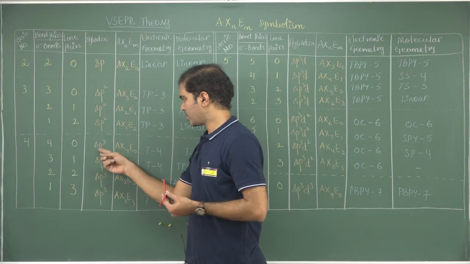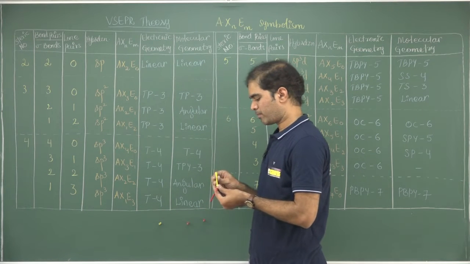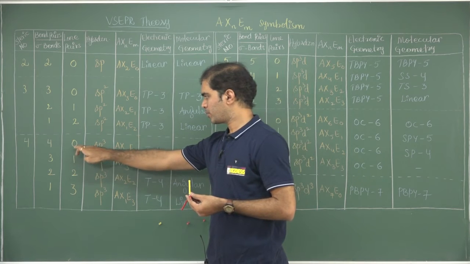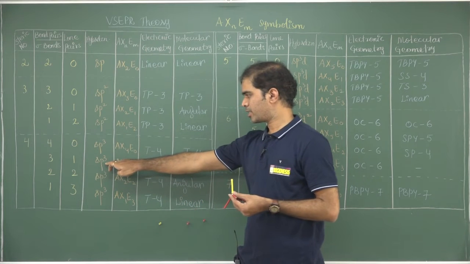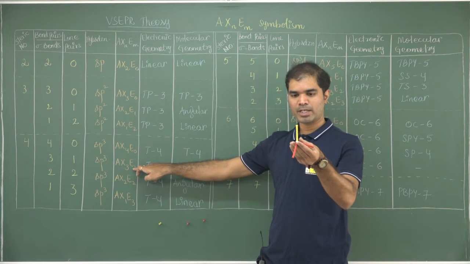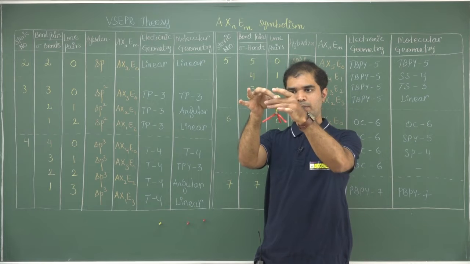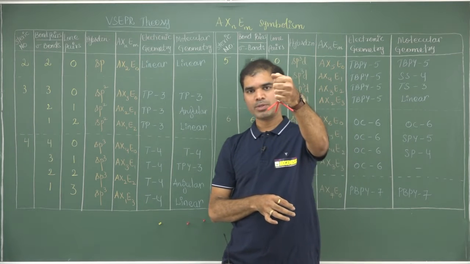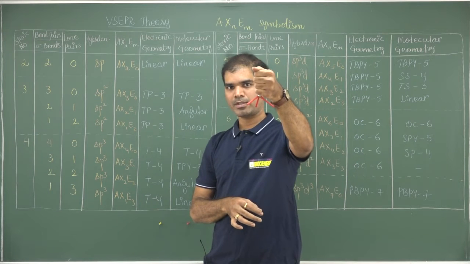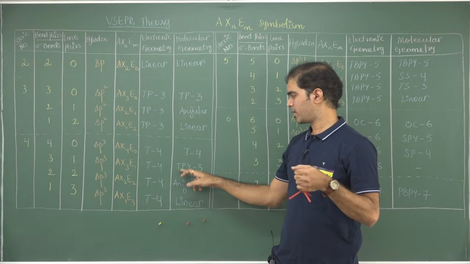Suppose that I am replacing one of the bond pairs now with a lone pair. Then it is still sp3, AX3E1. The electronic geometry looks like a tetrahedron, but when I don't consider the lone pair, the geometry is a pyramidal one, trigonal pyramidal. For trigonal pyramidal, the abbreviation is TPY-3.